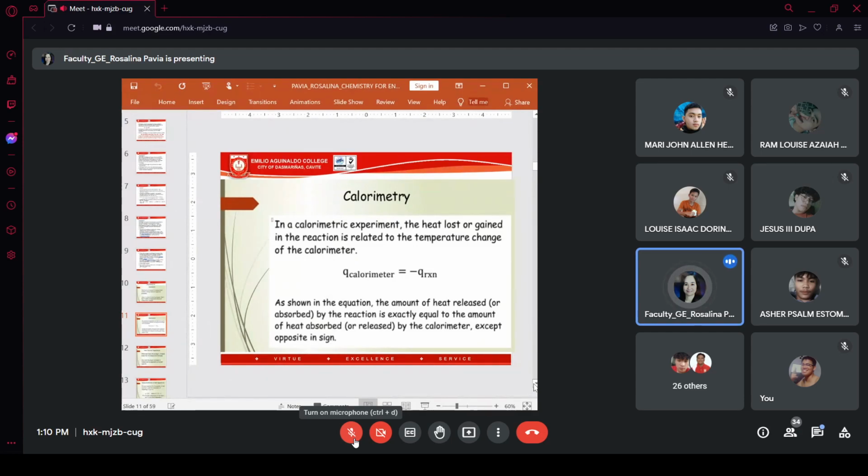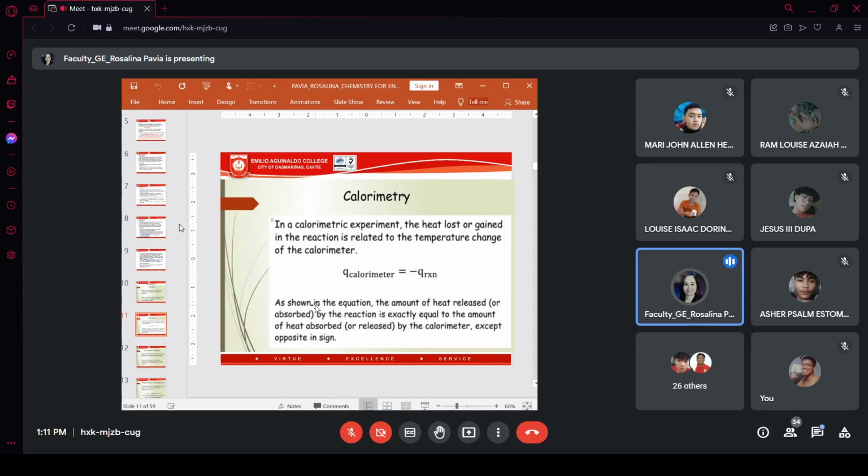In an actual calorimetric experiment, the heat lost or gained in the reaction is related to the temperature change of the calorimeter. Okay? Meaning to say, pwedeng yung calorimeter mo ang nag-absorb ng heat which is released by the reaction. So, ang mangyayari nito, mag-absorb si calorimeter, positive siya. Yung reaction mo, nag-release ng heat, kaya negative siya. But they have the same value. Ni-release ni reaction, inabsorb ni calorimeter yung heat. Pwede namang si calorimeter ang nag-release ng heat, inabsorb naman ni reaction.